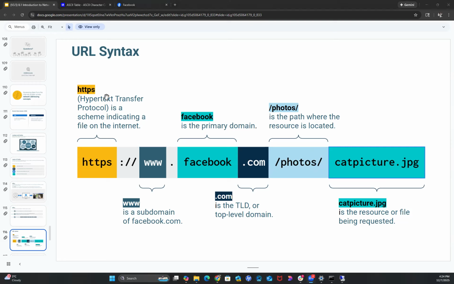Now, it is for sure that the scheme and the subdomain are constant. There is no change. It may be HTTP, it may be HTTPS, but the subdomain is fixed for sure. But the primary domain or the TLD will determine where it is, right?